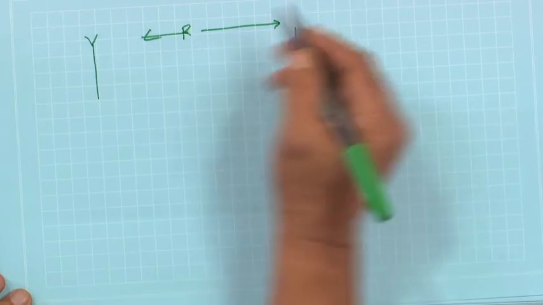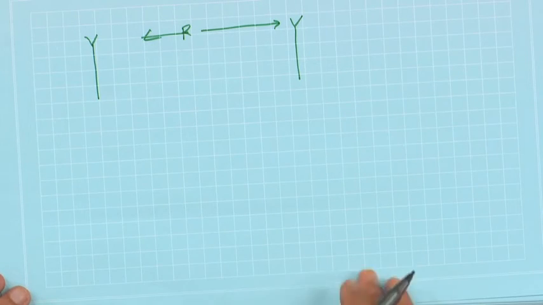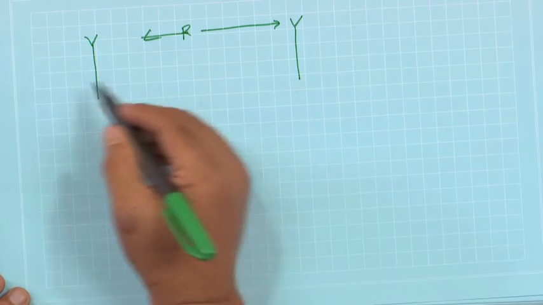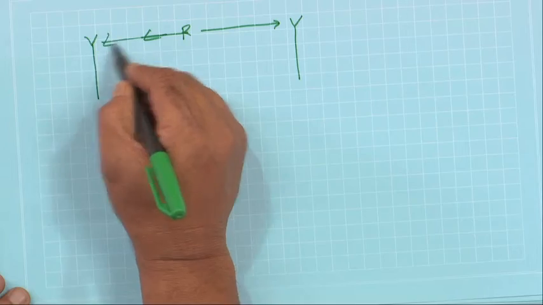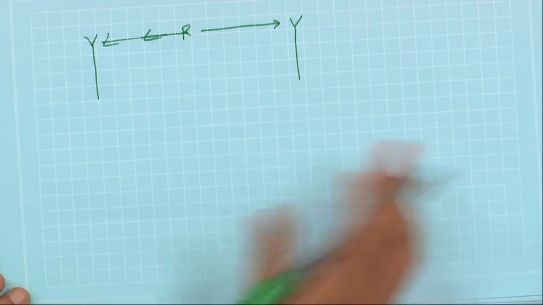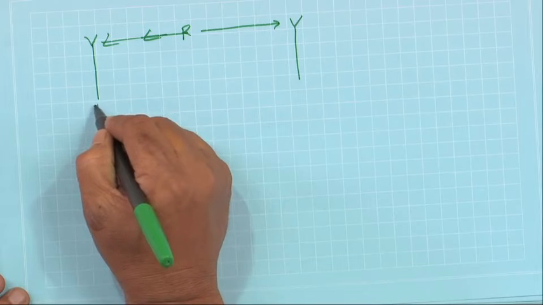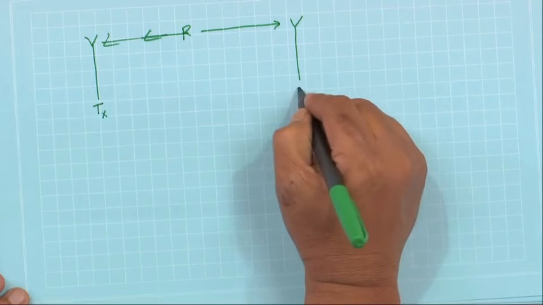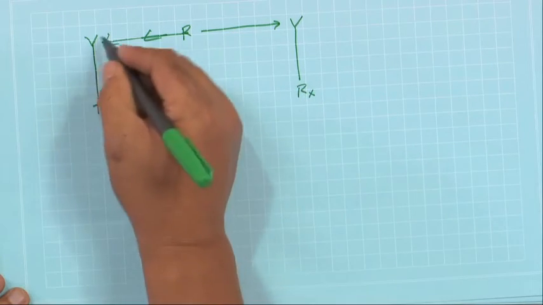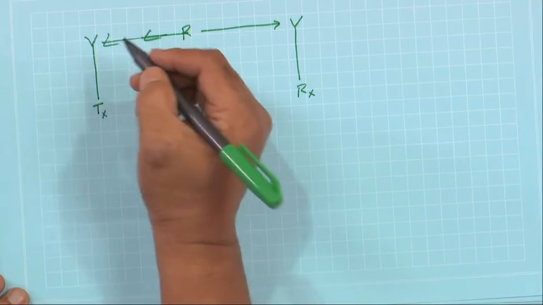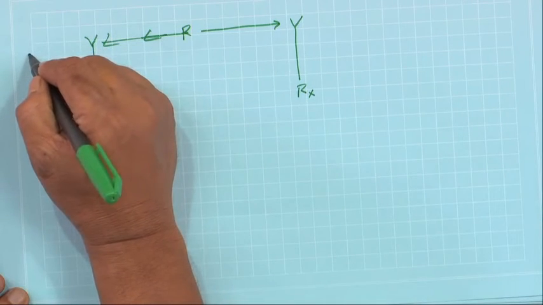So, this is an antenna, this is an antenna, separated by a distance r. They are in the far field of each other, and let us say that this is a transmitting antenna, this is a receiving antenna. So, whatever this is transmitting, this is receiving. How much it is transmitting?